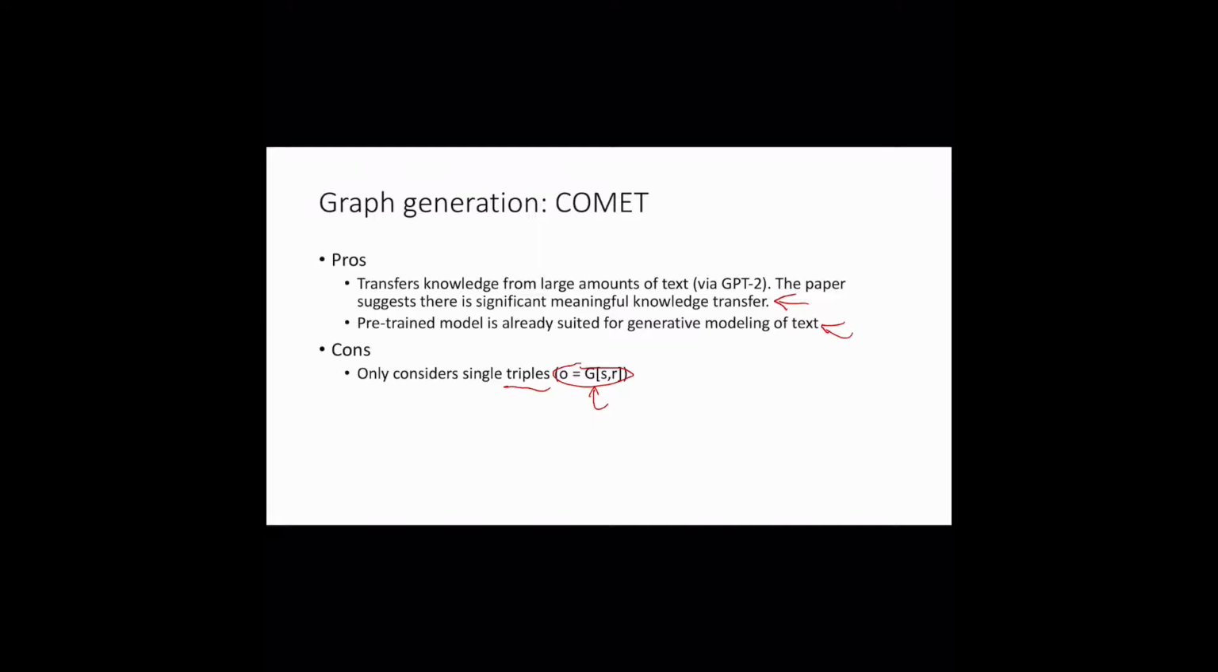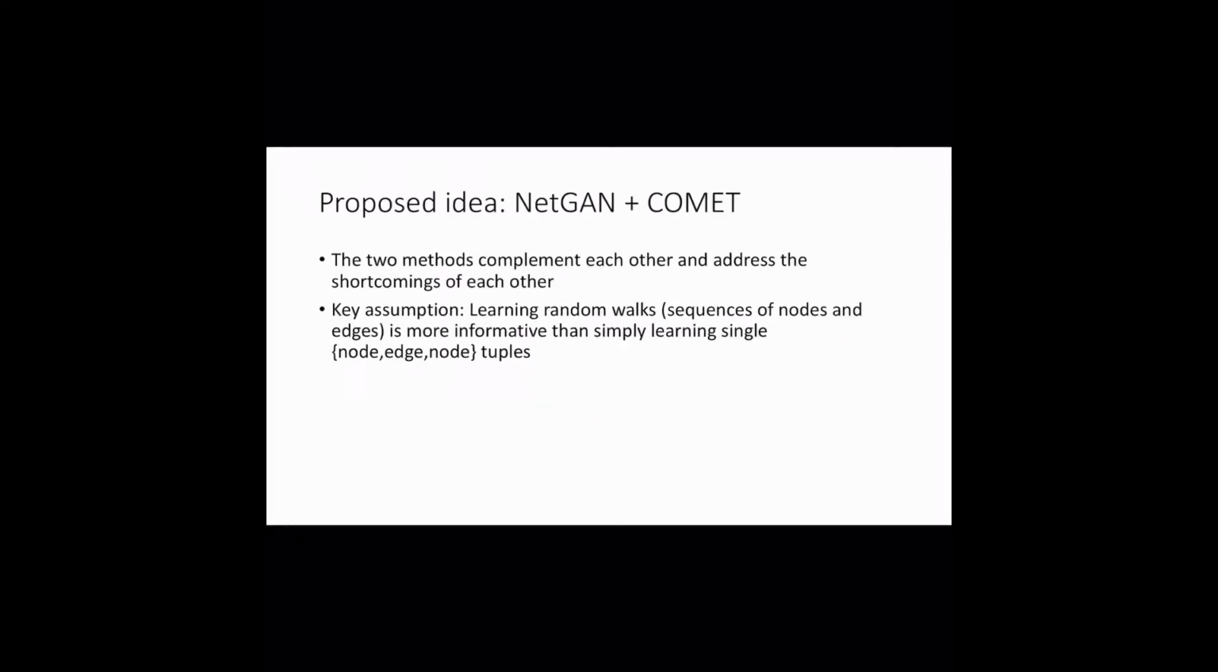And this leads us to our proposal for the project. As we can see, NetGAN and Comet have sort of precisely complementary advantages and disadvantages. So as a starting point, my proposal is to use the two methods together. That is, I want to try applying a pre-trained language model like GPT-2 to generate random walks in a graph like in NetGAN. That is, the G function or the generator function in the GAN setup in NetGAN would become a pre-trained language model like GPT.